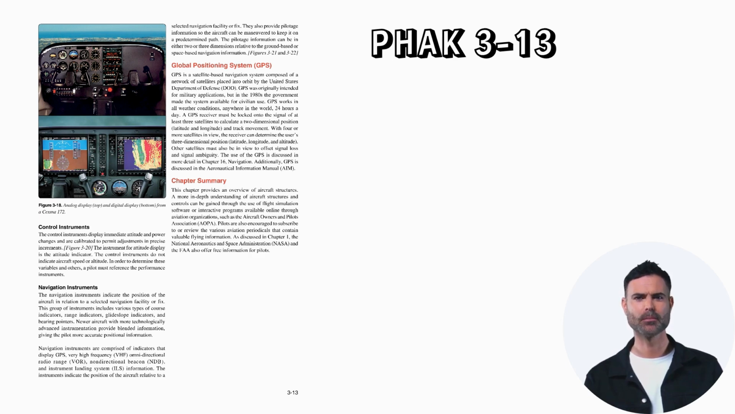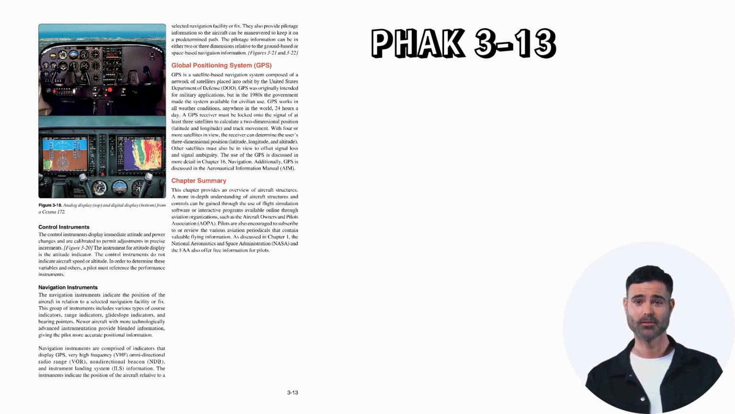Global Positioning System (GPS). GPS is a satellite-based navigation system composed of a network of satellites placed into orbit by the United States Department of Defense (DoD). GPS was originally intended for military applications, but in the 1980s the government made the system available for civilian use. GPS works in all weather conditions, anywhere in the world, 24 hours a day.